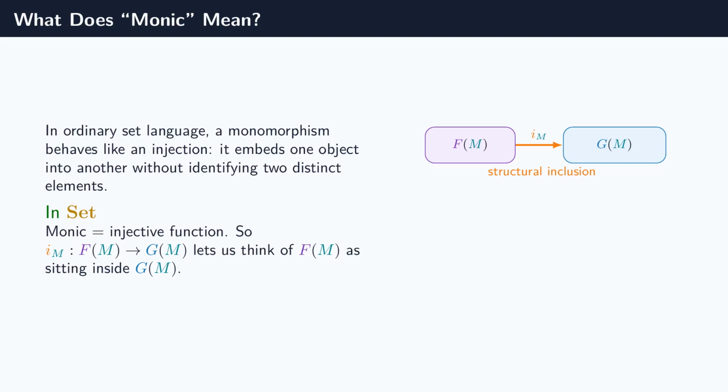What does monic mean? In ordinary set language, a monomorphism behaves like an injection. It puts one thing into another without collapsing two different elements into one. So when the target category is Set, a monic map from F of M to G of M lets us safely think of F of M as sitting inside G of M. This is the technical bridge from abstract inclusion to ordinary subsets.